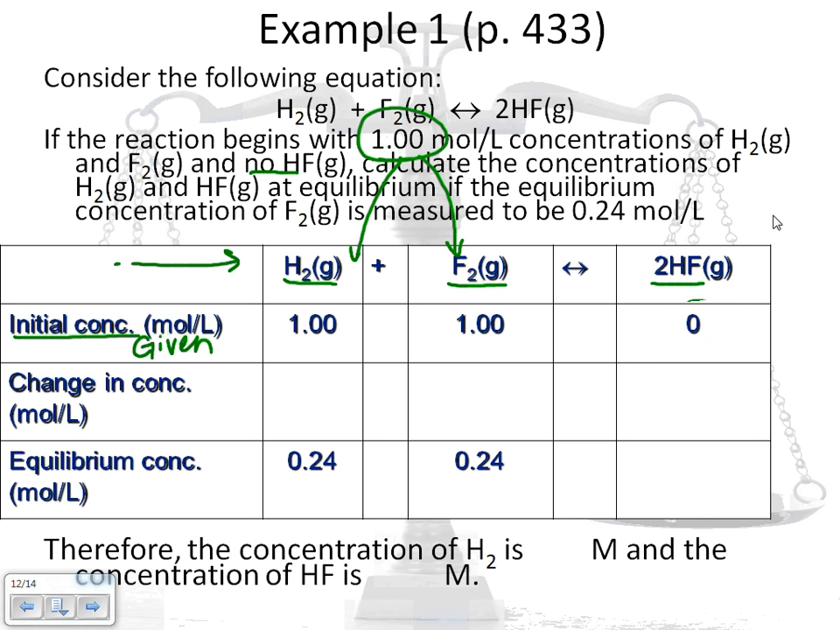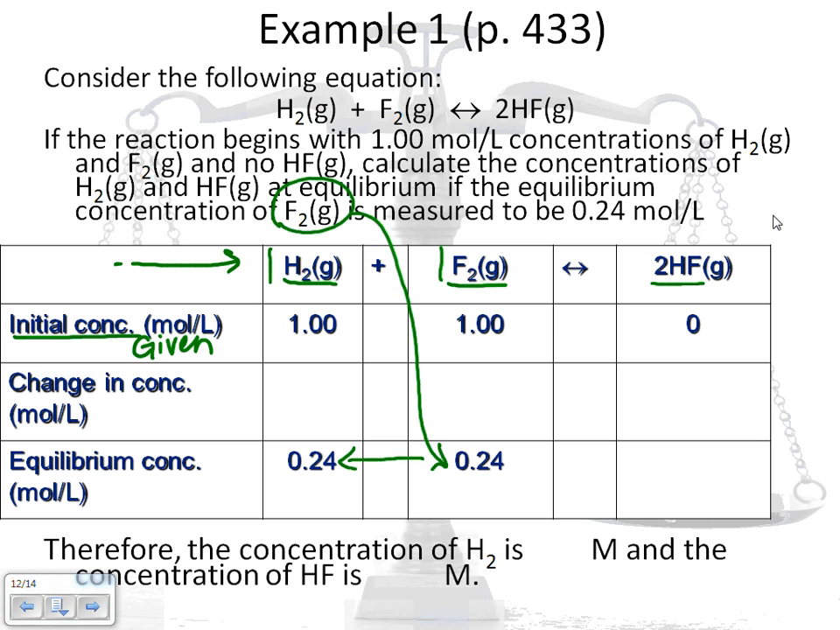All right, so then I read the rest of my question. Calculate the concentrations of H2 and HF at equilibrium if the equilibrium concentration of F2 is measured to be 0.24 moles per liter. So this is at equilibrium, and I put that there. Since the H2 and the F2 are both on my reactant side and they're in a 1-to-1 ratio, I know that my equilibrium concentration of H2 is exactly the same. So that's why I put 0.24 there without even doing a calculation.